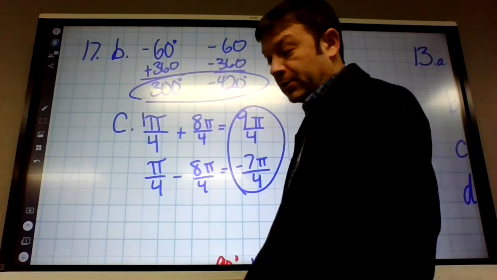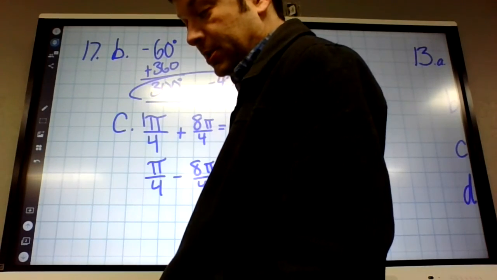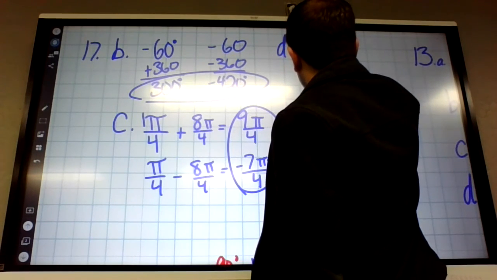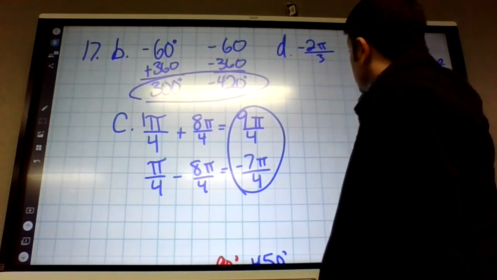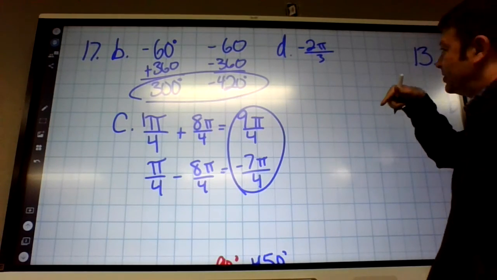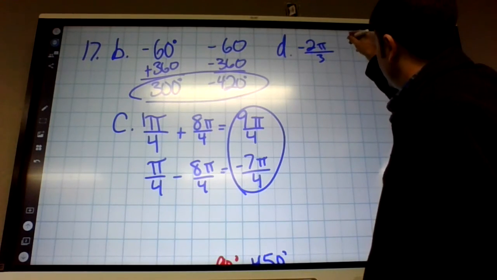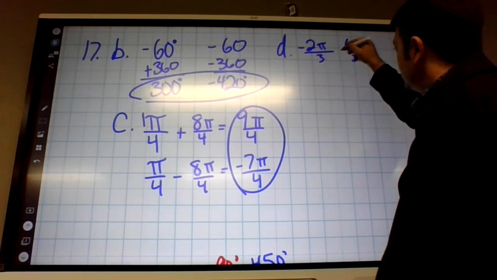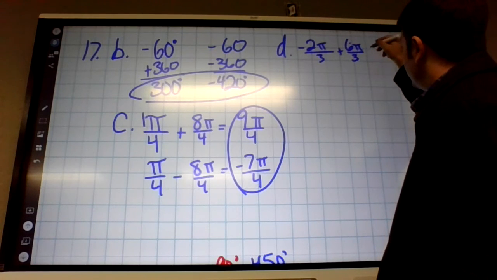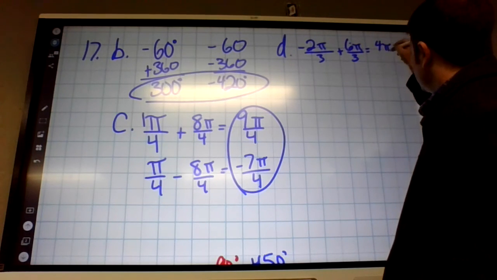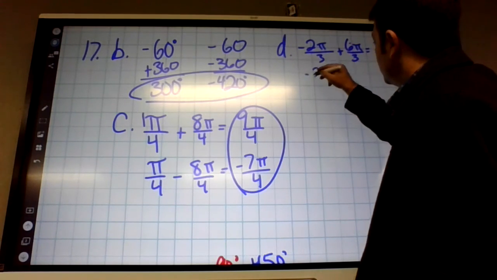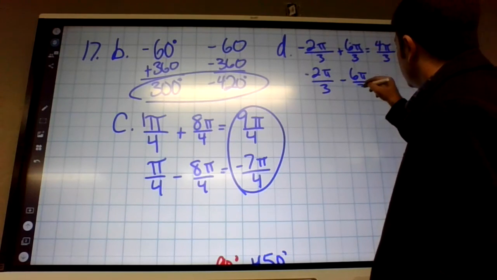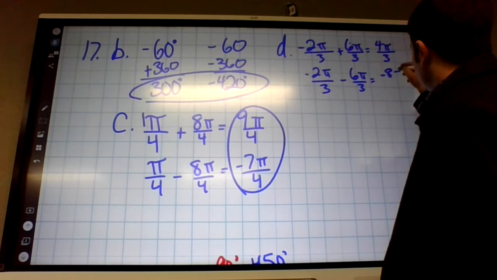Should have zoomed out. All right, D, negative 2 pi over 3. So 2 pi with the denominator of 3 would be 6 pi over 3. 6 over 3 is 2. So if I add that, I get 4 pi over 3. And if I subtract it, I get negative 8 pi over 3.